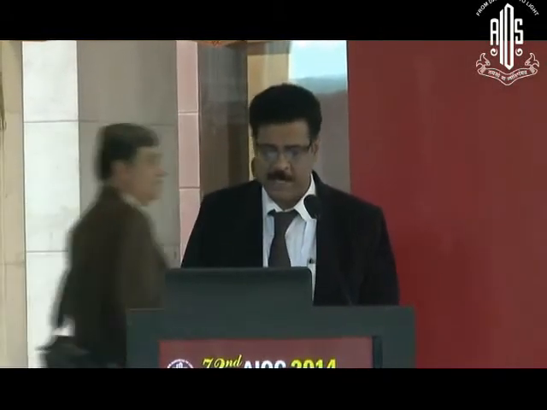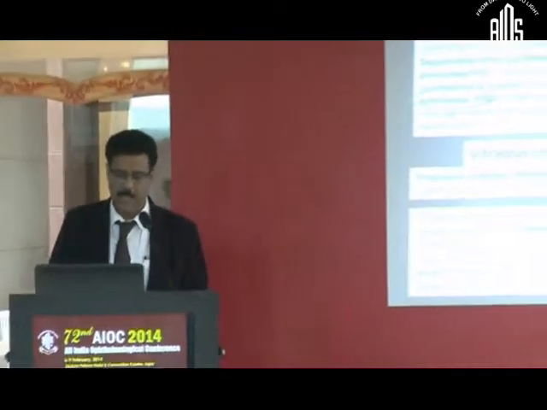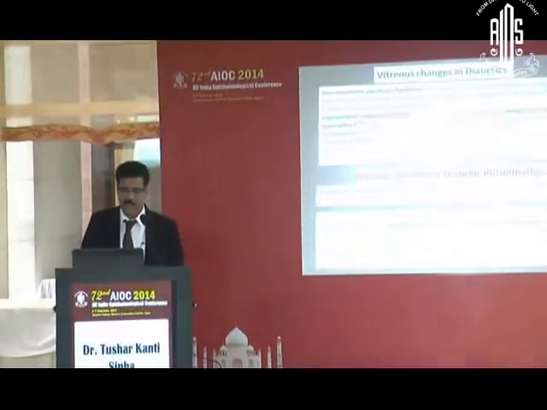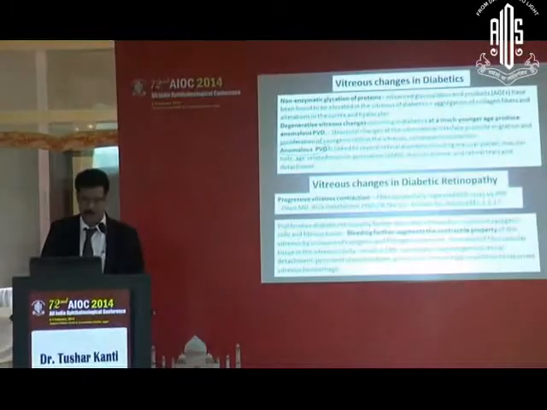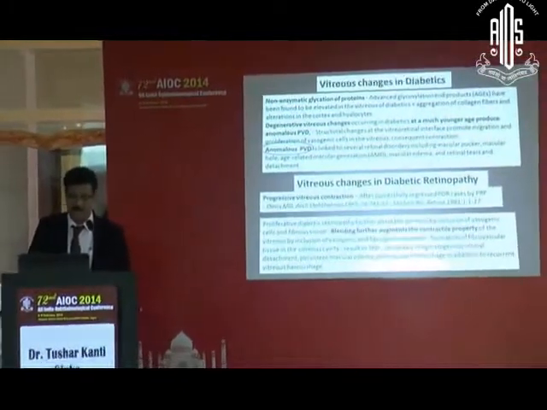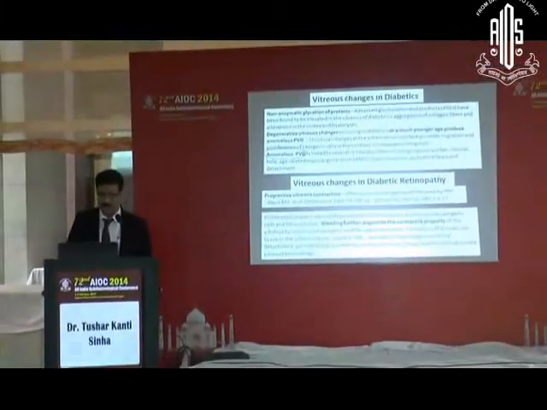Let's see what is happening in diabetes. There is non-enzymatic ligation of the proteins, with degenerative changes in the vitreous. It occurs at a very early stage, which can produce anomalous PVD, and this anomalous PVD I will come to later on. And now, what are the vitreous changes that occur in diabetic retinopathy?